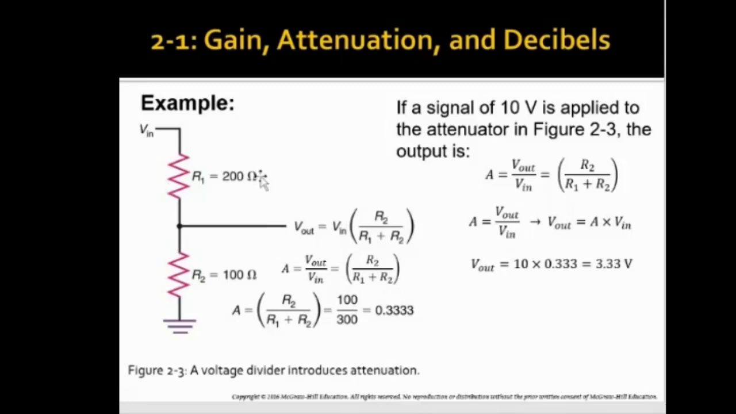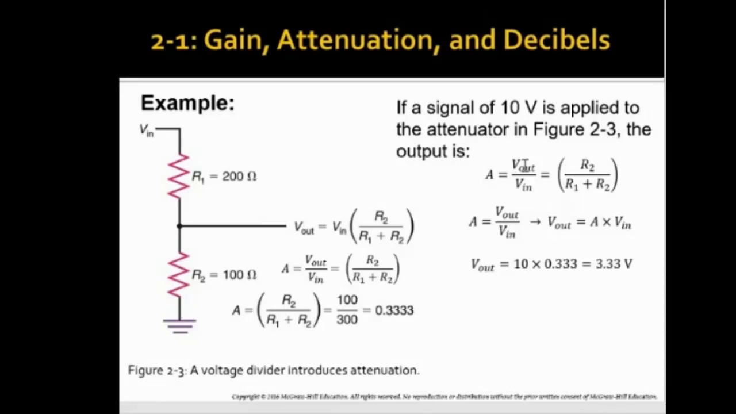So the gain for this system or such attenuators is just R2 divided by R1 plus R2. Then R2 is 100 divided by 100 plus 200 ohms. So the gain or attenuation of your system is 0.33.